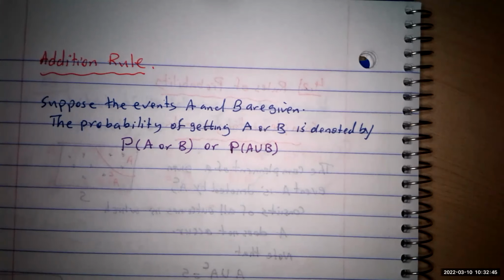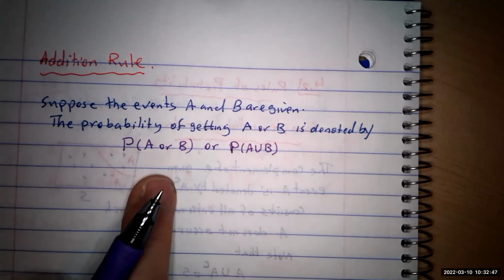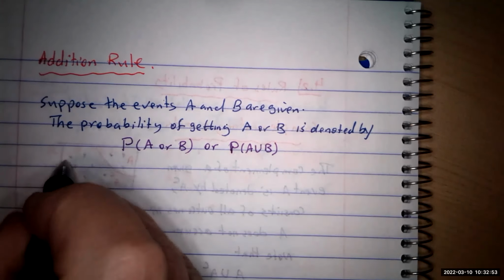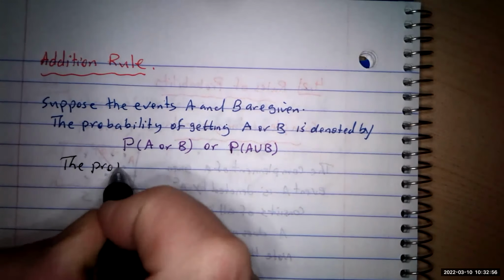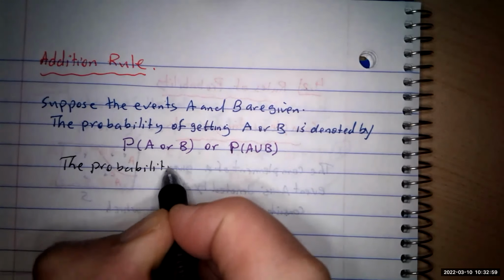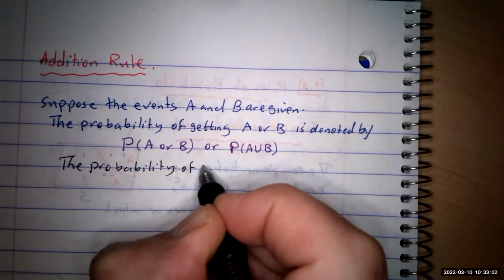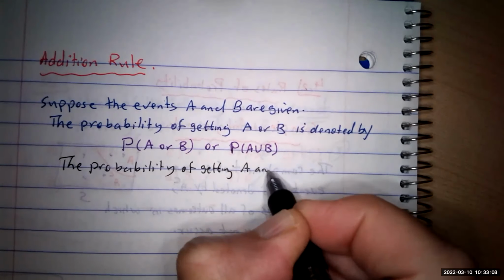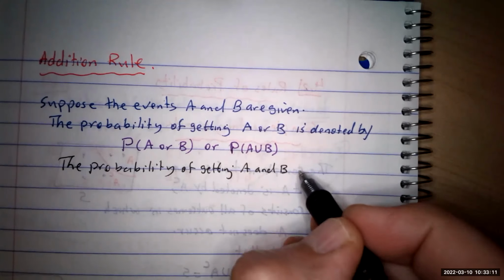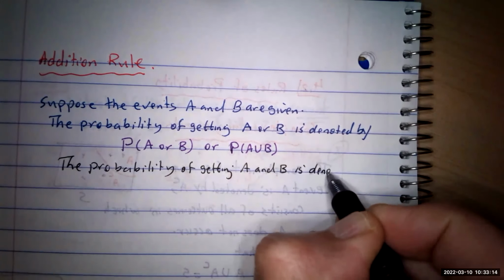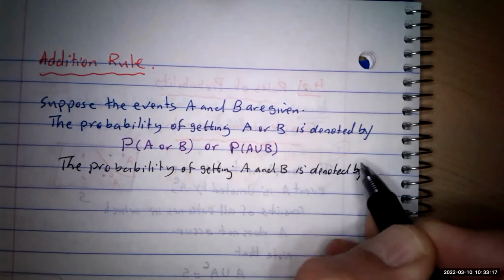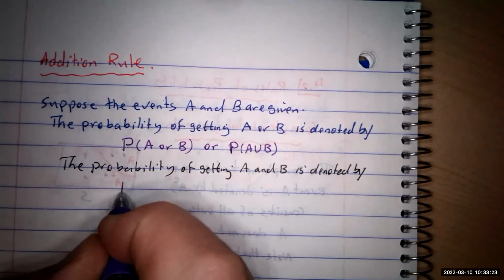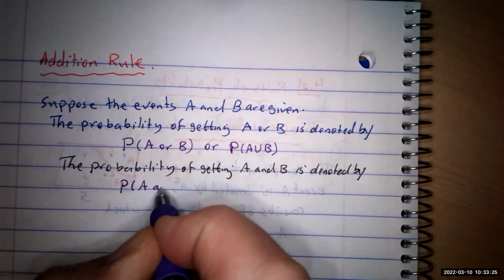So the probability of getting A or B is going to be denoted by P of A or B, or just P of A union B. Okay, now the probability of getting A and B at the same time is going to be denoted by, this is the notation that we're going to use. You can say probability of A and B, write it down in word form.